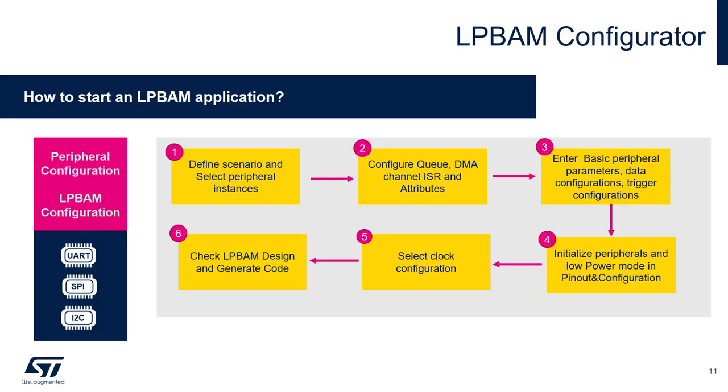These are the main steps to build an LPBAM application on CubeMX. The tool will help to define scenarios, select the peripheral instances, and configure the queue. Once the queue is configured, we will enter parameters for data and trigger configuration of the peripheral. The fourth and fifth steps are very similar to what is done in the standard CubeMX configurator. At the end, we can check the LPBAM design. If it's okay, we can generate code. Let's see all these steps in practice with a demonstration.